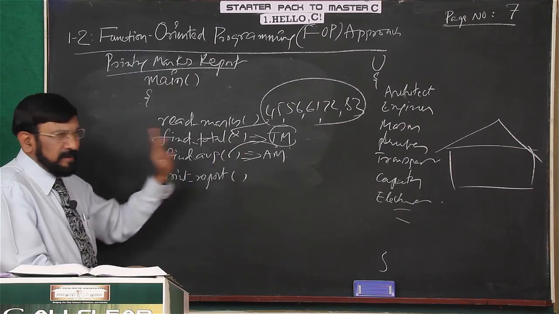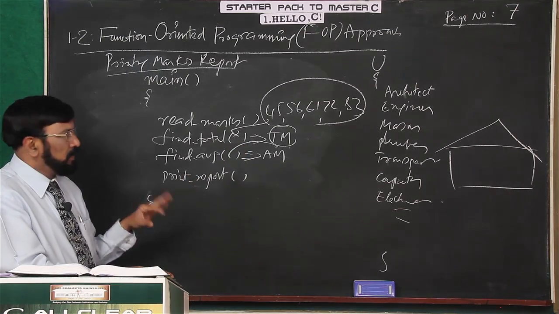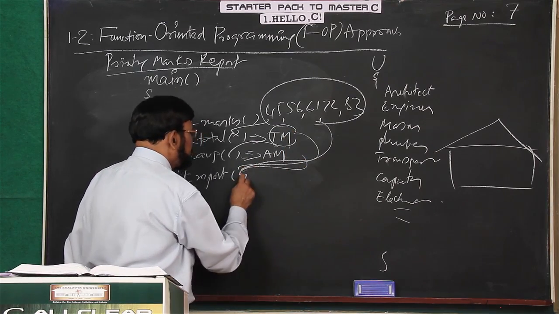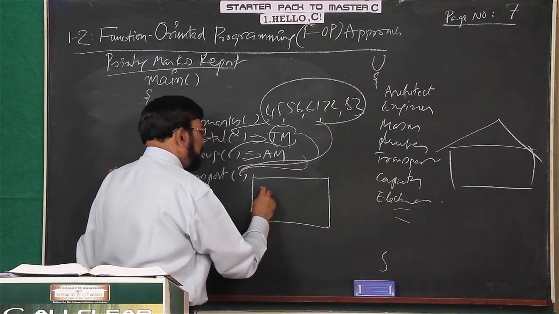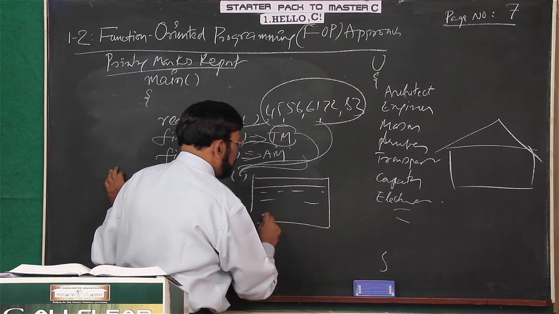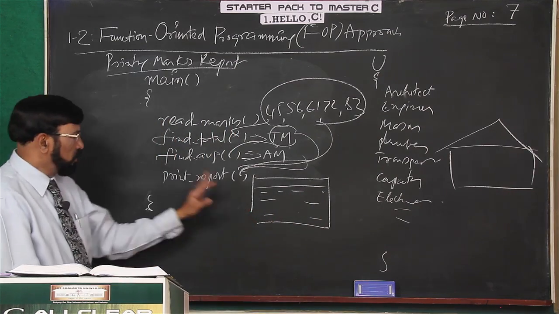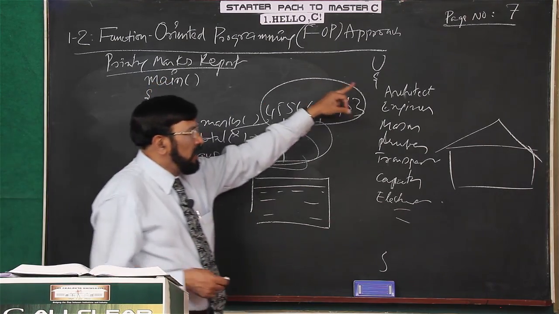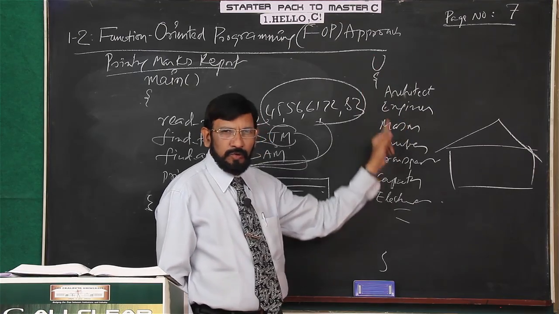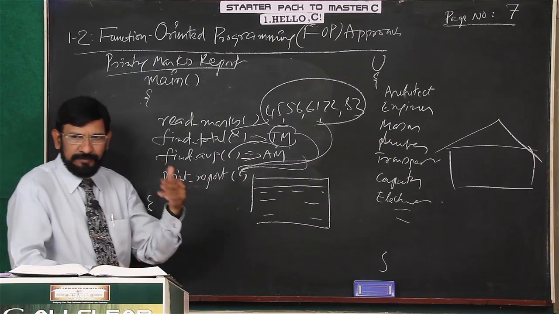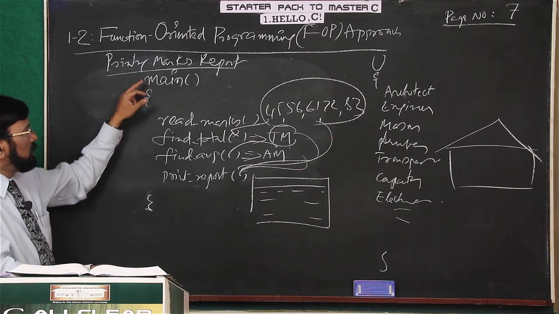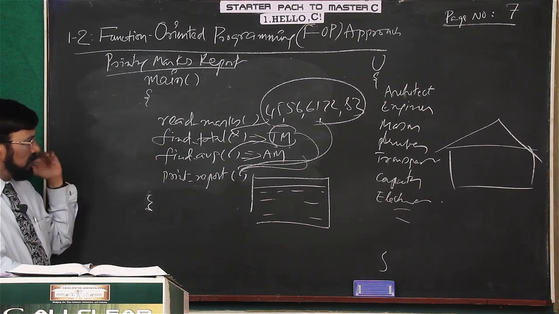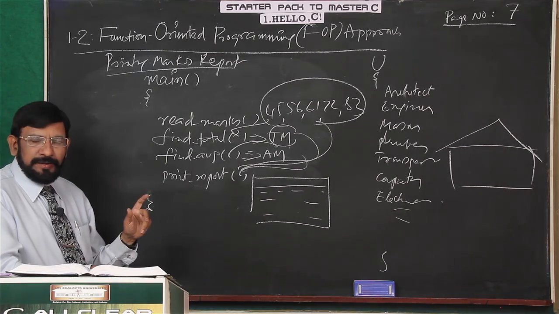Now, all the calculations are over. Printing report. The print report function takes this data, this data, this data and prints your marks report in a specific fashion with all the data. Now, main called, always use these words. You called the architect, you called the engineer, you called the mason. In the same way, use the same words: main called read marks, main called find total, main called find average, main called print report.